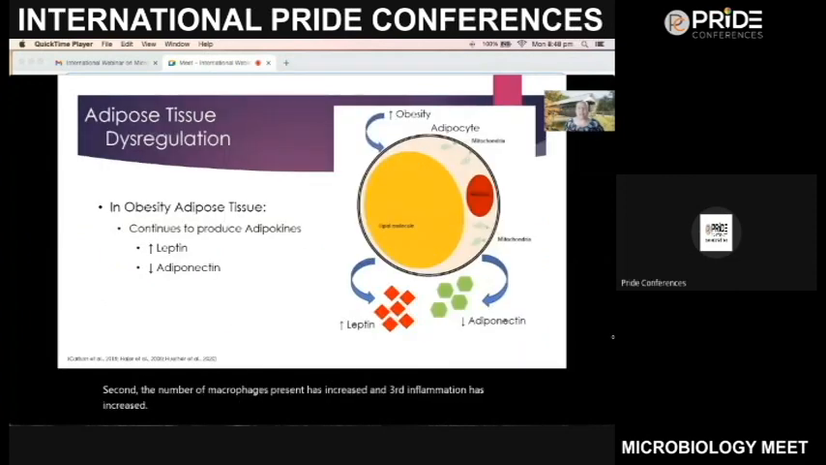Adipose tissue continues to produce adipokines, but the levels of adipokines have changed. Leptin production increases and adiponectin production decreases. The result is increased inflammation without a pathogen or injury that inflicted damage. This type of inflammation is referred to as sterile inflammation or chronic systemic inflammation.